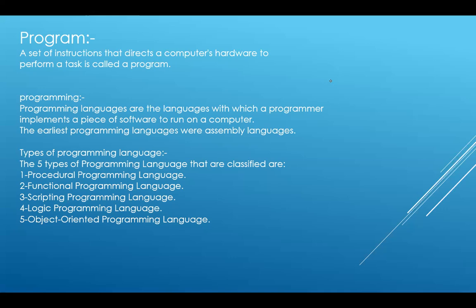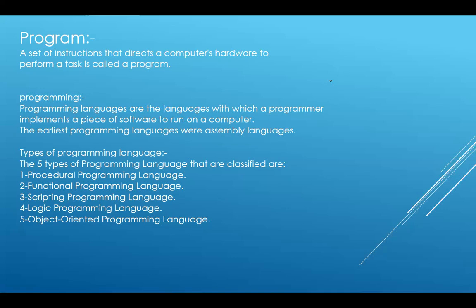We have 5 types of programming languages. If you can see the slide, the first type is procedural programming language. Second is functional programming language. Third is scripting programming language. Fourth, we have logic programming language. And fifth, we have object-oriented programming language, for short we can say OOPS. These have different scenario cases.